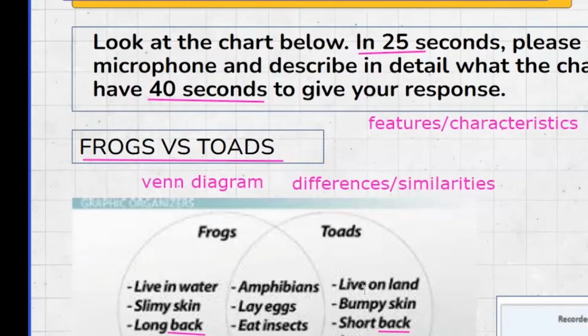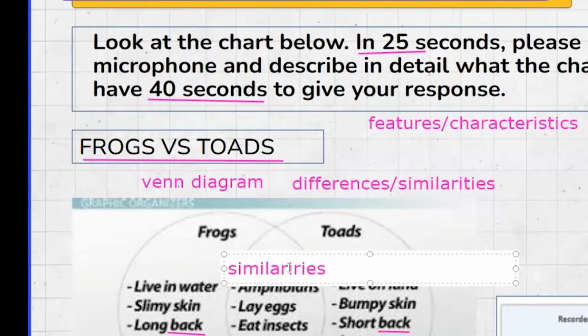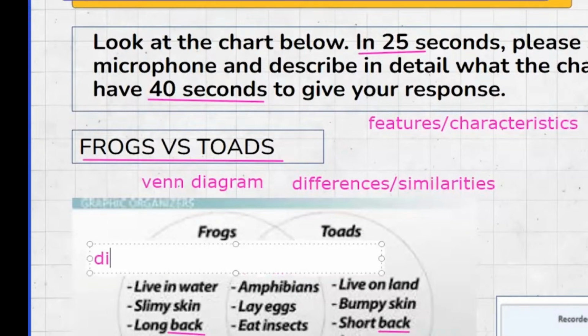Well, wherever the 2 circles overlap, those are the similarities. That is, those are the common points between the 2 categories, right? So I'll just put that here. These are the similarities. And the ones at the extreme left and the extreme right are the differences, right?